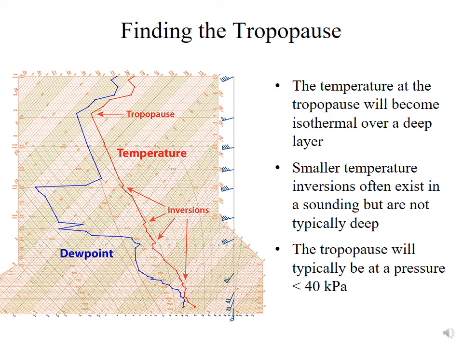In this particular example, we have smaller temperature inversions which exist. They're typically not particularly deep, and the tropopause will typically be at pressures less than 40 kilopascals. So if you see a temperature inversion at 50 or 60 kilopascals, that is very unlikely to be the tropopause.